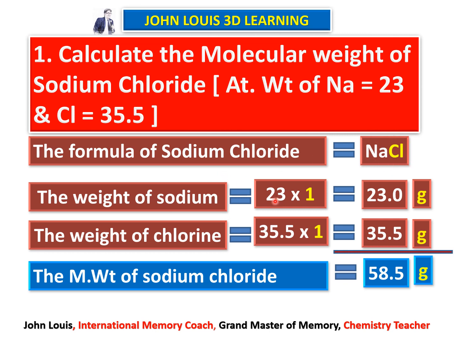Hope it's very clear. First, we need to write the formula of the compound correctly. And second, we should take the atomic weight and multiply by how many atoms of that element are present in that particular compound. Then sum up everything, and we will get the molecular weight of that particular compound. Hope you understood the process, the methodology to find out the molecular weight.